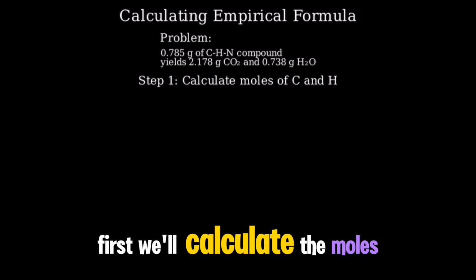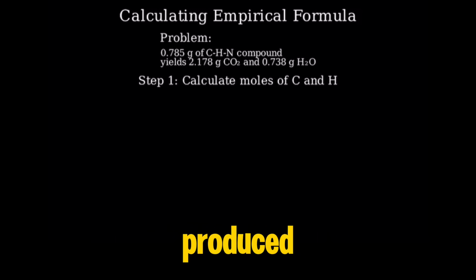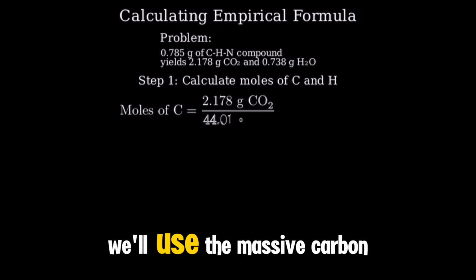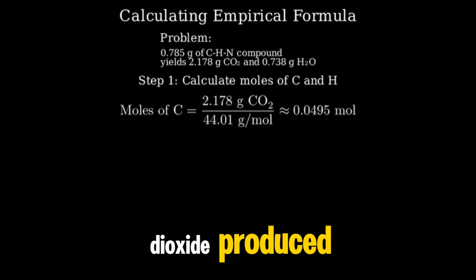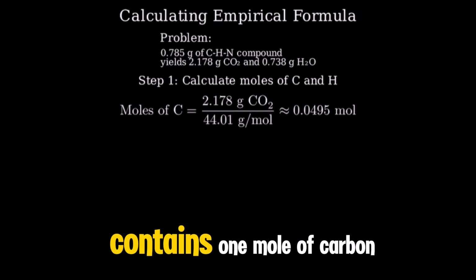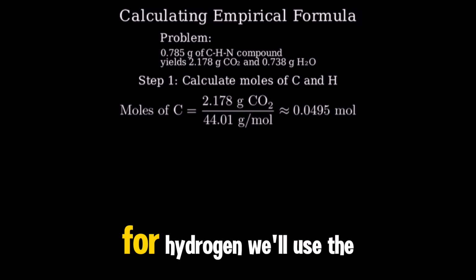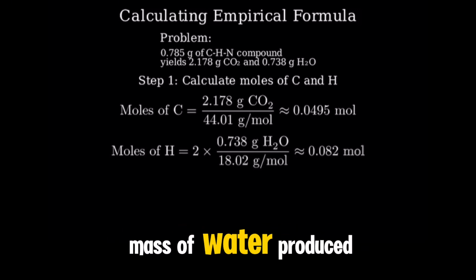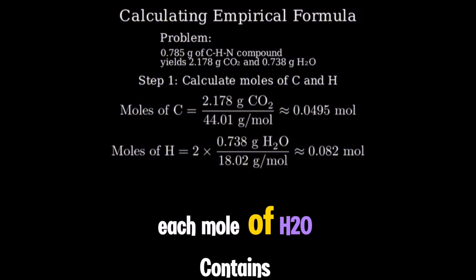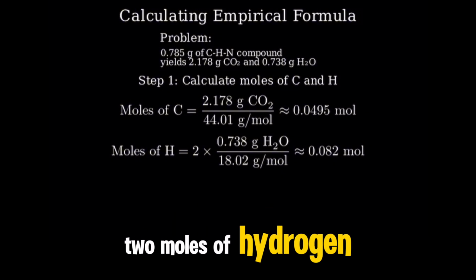First, we'll calculate the moles of carbon and hydrogen produced. For carbon, we'll use the mass of carbon dioxide produced. Each mole of CO2 contains 1 mole of carbon. For hydrogen, we'll use the mass of water produced. Each mole of H2O contains 2 moles of hydrogen.